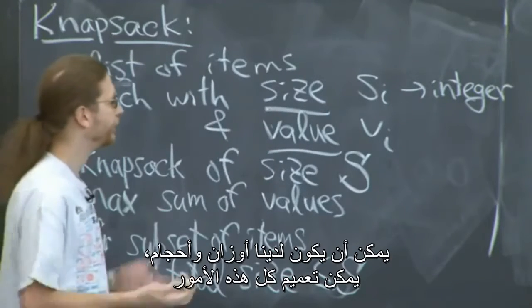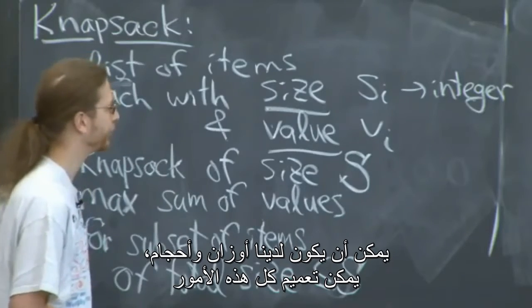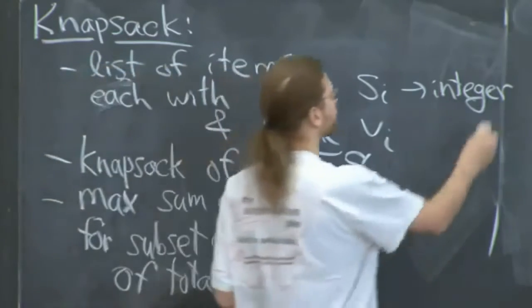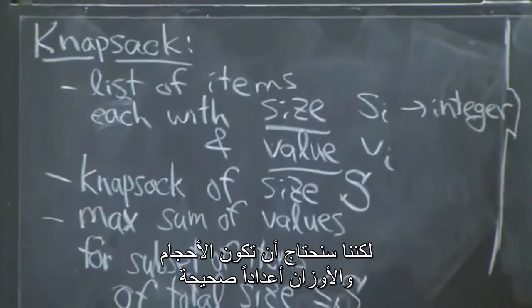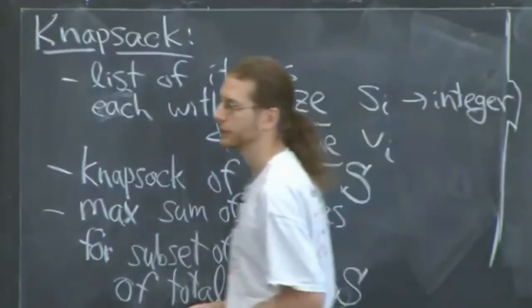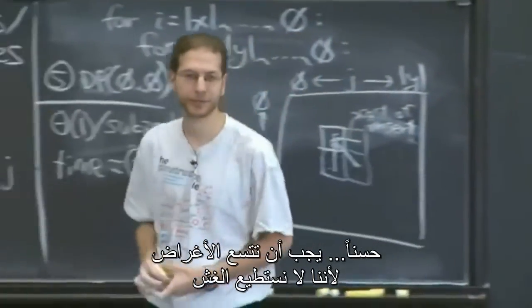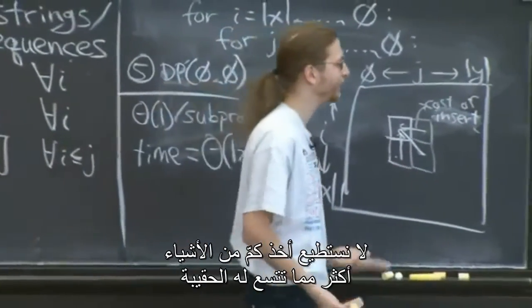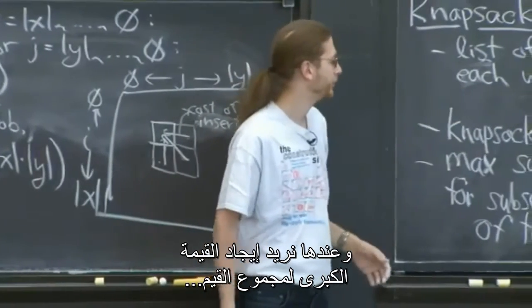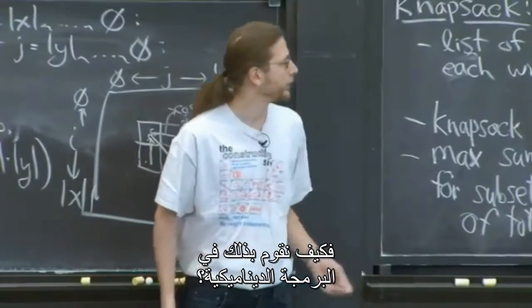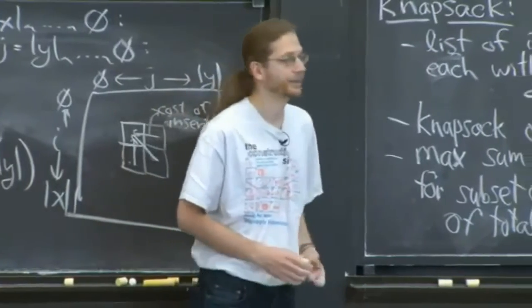Okay, you can imagine size as weights instead of size. Not a big deal. Or you could have sizes and weights. All of these things generalize. But we're going to need that the sizes or weights are integers. Okay, so the items have to fit because you can't cheat. You can't have more things than what fit. But then you want to maximize the value. How do we do this with dynamic programming?